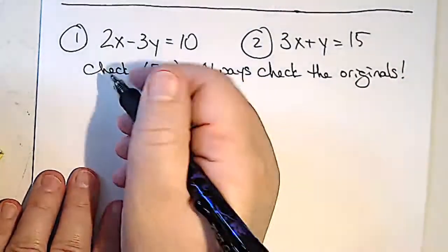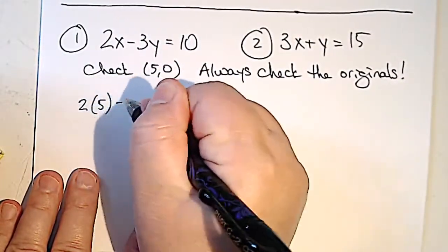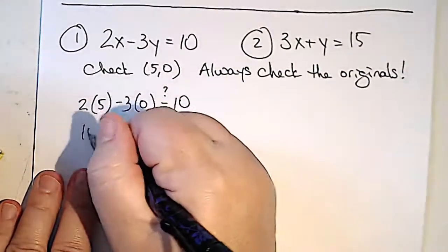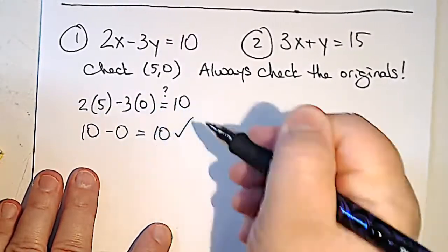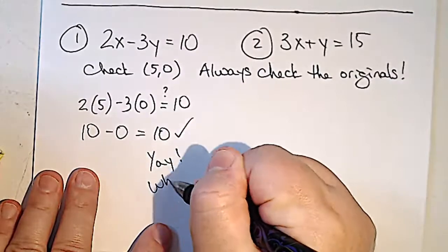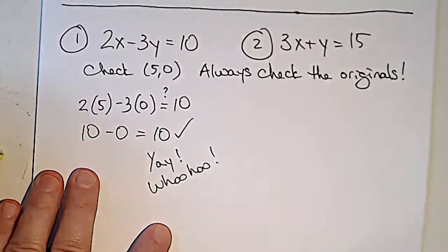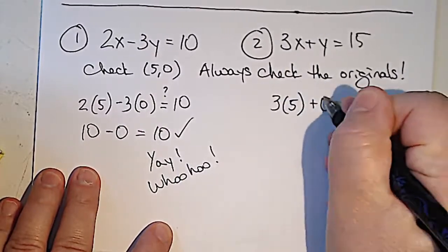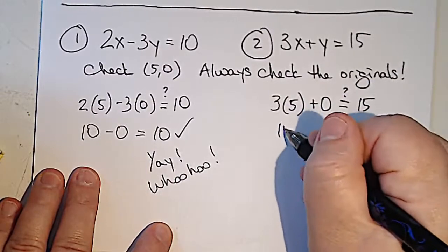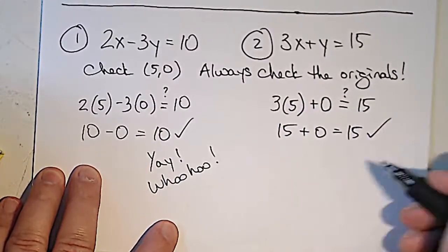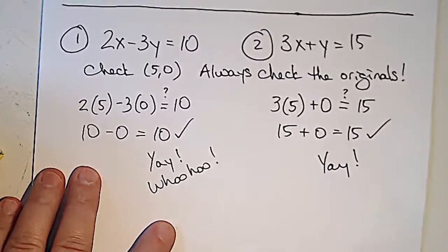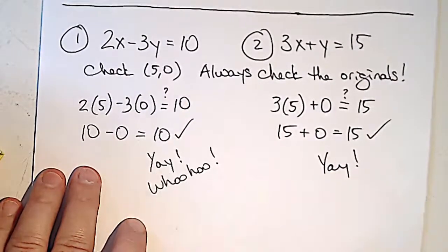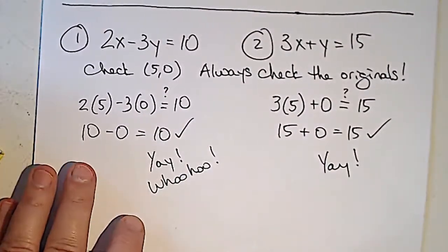Okay, so let's check here. I've got 2 times 5 minus 3 times 0. Does that equal 10? So let's check. 10 minus 0. Yes, it equals 10. Yay! Woohoo! Okay, let's check the second equation. 3 times 5 plus 0. Does that equal 15? 15 plus 0 equals 15. Yes, it does. Yay! So we have checked this answer. The ordered pair 5, 0 is the solution, which means Matt Damon is saved.